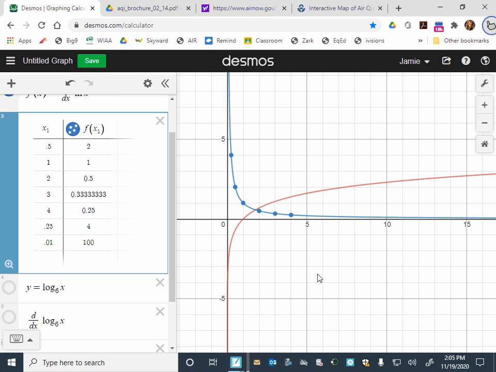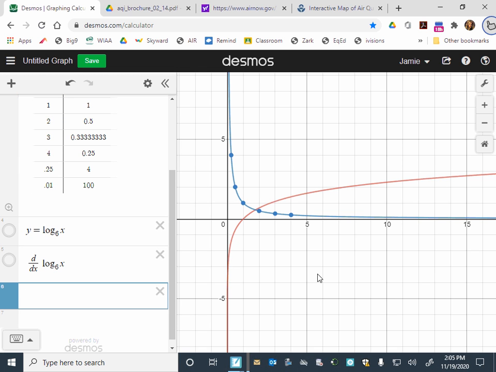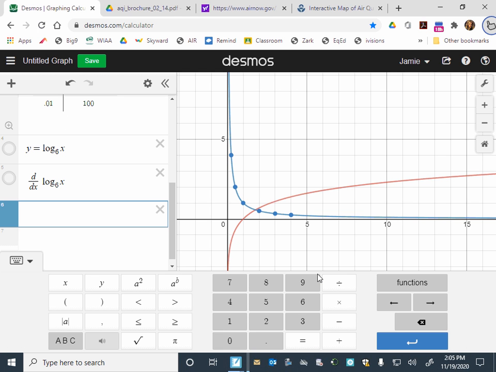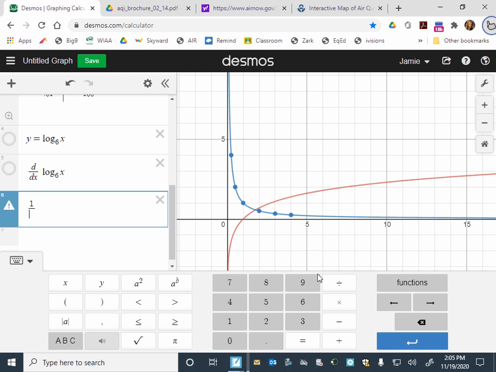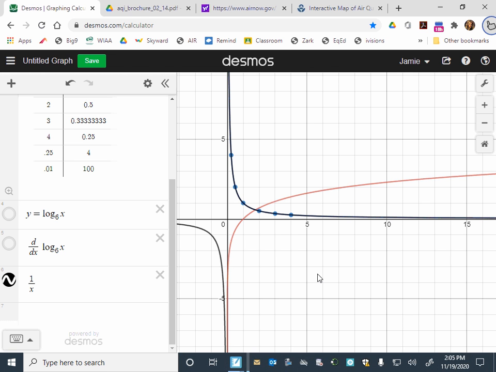And so if we try that, let me go down in here and I'll just try to enter the reciprocal function in there. So 1 divided by x, and we see that that gives us the graph. It definitely gives us the part over here in the negative quadrants, in the negative x-axis.